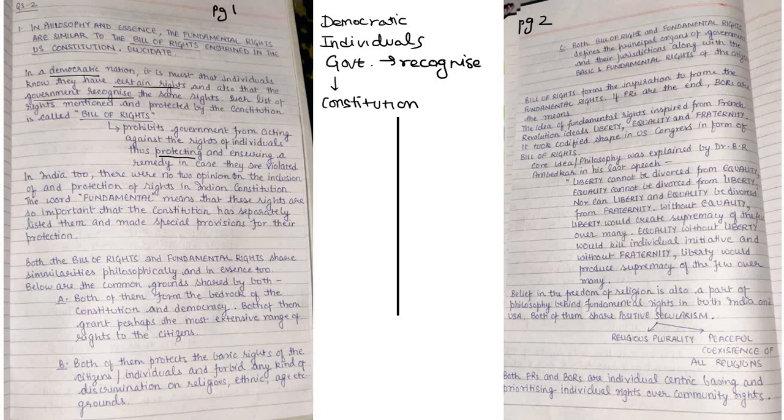Thus it protects and ensures a remedy in case they are violated. When they are listed in the Constitution, the government is protecting them. So if they are violated, the government will step in and will save the individual.